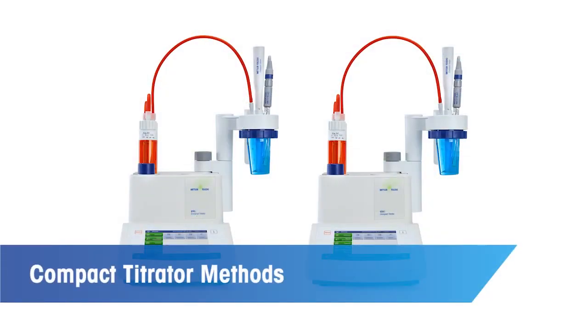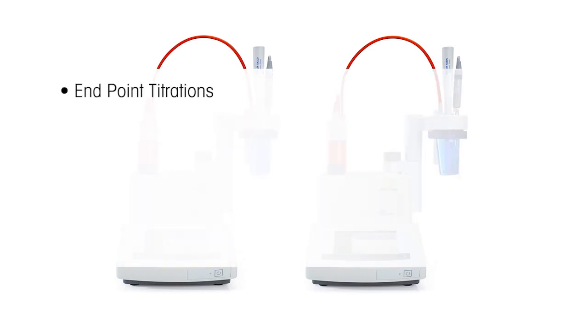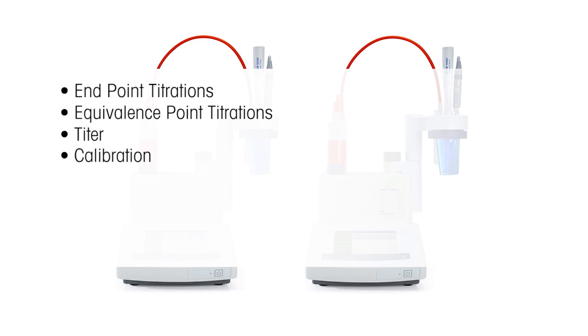A method is a set of instructions the titrator follows in order to accomplish its various titrations. The compact titrator's standard methods include the following types. Endpoint titrations. These are primarily used when titrating to a pH endpoint. Equivalence point titrations are used for non-pH titrations, such as salt content with silver nitrate or redox titrations, but can be used for pH titrations as well. Titer methods are used for standardizing titrant with a standard substance. Calibration methods are used for sensor calibration, usually used to calibrate pH sensors for endpoint titrations, but they are also used to calibrate ion-specific electrodes.